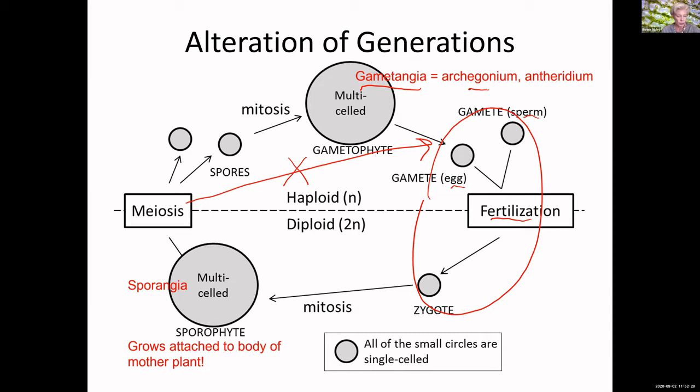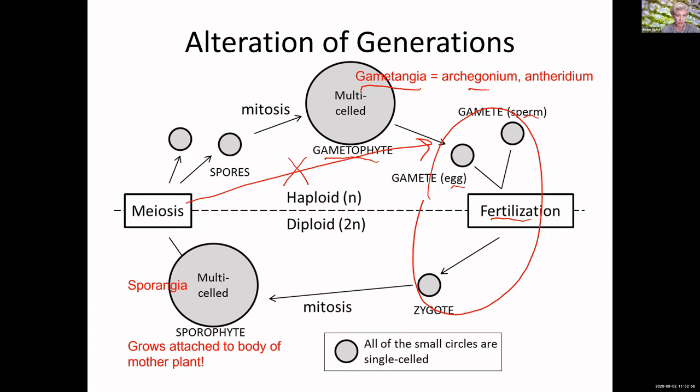So when we look at this life cycle, we have these two different kinds of individuals. They need names to separate them from one another. So the kind of individual that is haploid and it makes the gametes, we're going to call it the gametophyte, and the diploid individual that is going to make the spores, we call it the sporophyte. So its name is based on what it makes.